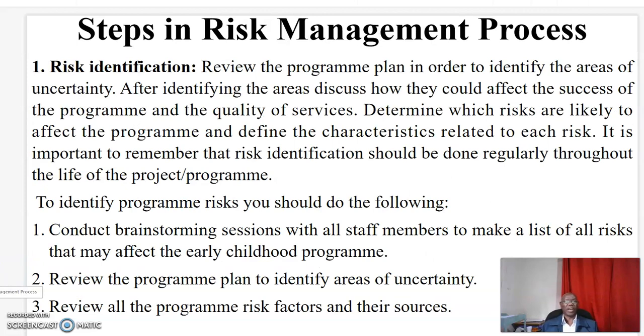Now, the next section, we look at the steps in the risk management process. What should be the steps in the risk management process? One is risk identification. Review the program plan in order to identify the areas of uncertainty. After identifying the areas, discuss how they could affect the success of the program and the quality of services. Determine which risks are likely to affect the program and define the characteristics related to each risk. It is important to remember that risk identification should be done regularly throughout the life of the project or the program.